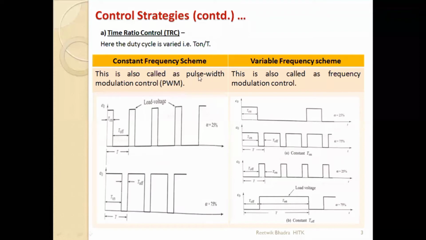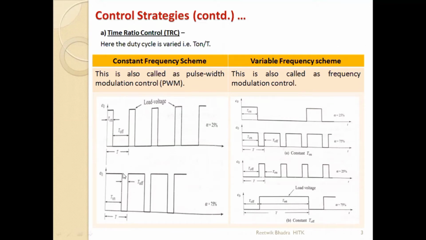This method is known as pulse width modulation control. This pulse width is varying. This on period is varying. This pulse width is varying. So it is smaller, it is bigger. So that's why it is called pulse width modulation scheme.